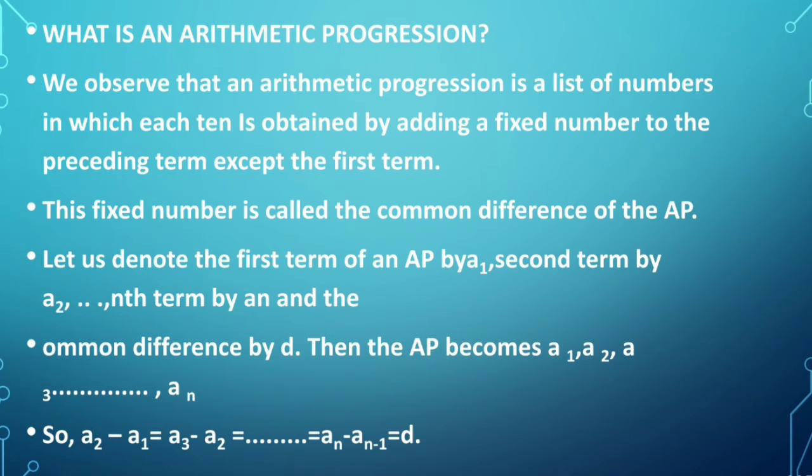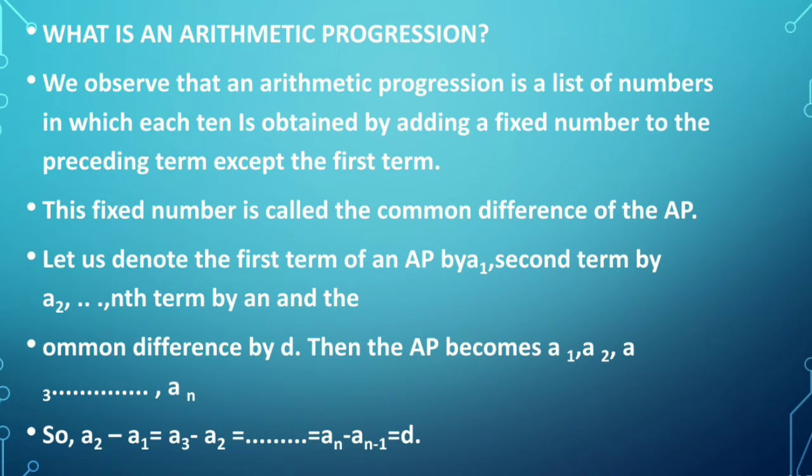Now, let us see the definition of the arithmetic progression. What is an arithmetic progression? We observed that an arithmetic progression is a list of numbers in which each term is obtained by adding a fixed number to the preceding term, except the first term. This fixed number is called the common difference of the AP.